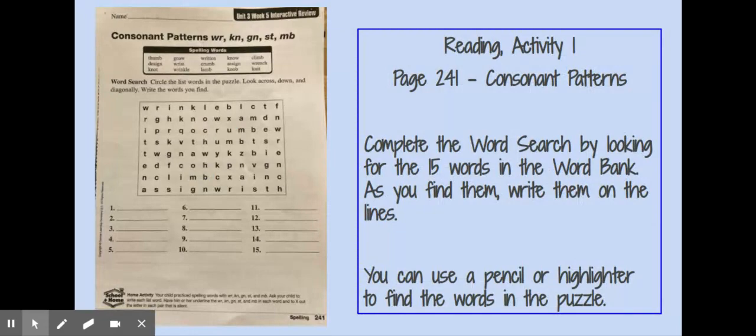The first reading activity, it says consonant patterns on top. It says page 241 on the bottom. There's a jumble of letters in the middle of the page that students will use to find the missing words, like a word search. The 15 words they are searching for are in the word bank on top, and as they find them, they can mark them off and write them on the lines on the bottom. When all 15 lines are filled in, that's how they know they have found all 15 words. You can use a pencil or a highlighter or a marker, whatever is easiest to find the words in the word search.